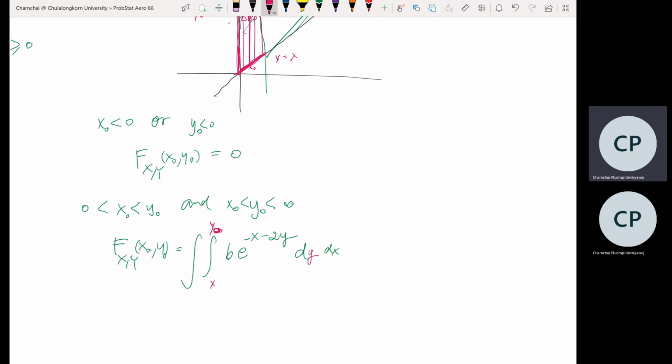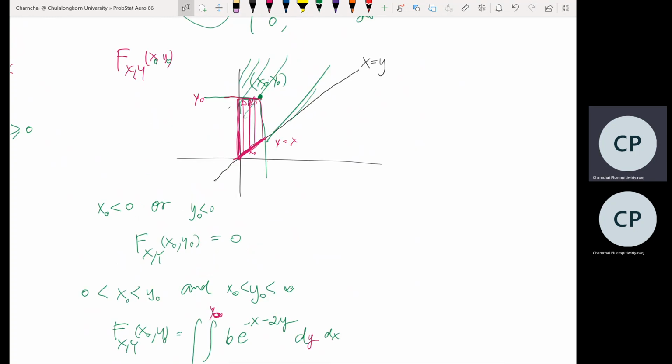And if you are integrating y from x to y naught, then what is dx? It's 0 to x naught, right? You integrate from 0 to x naught. This is x naught, right?